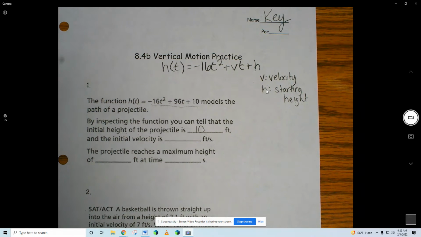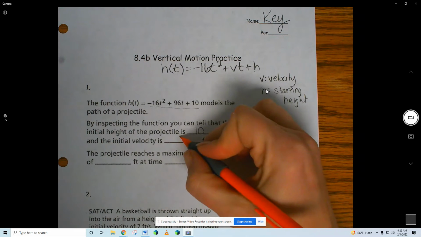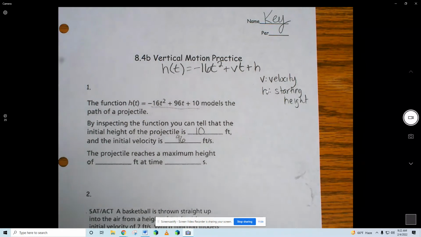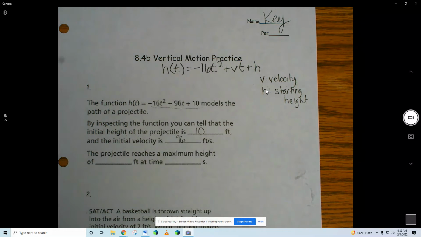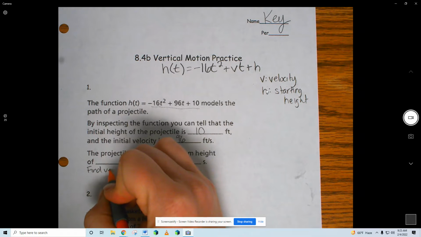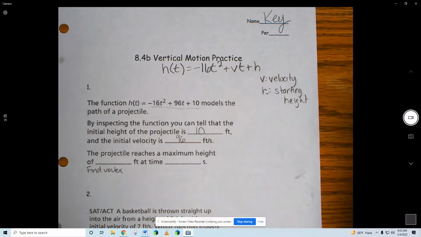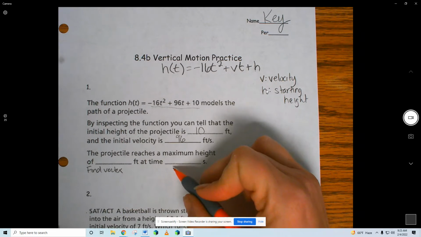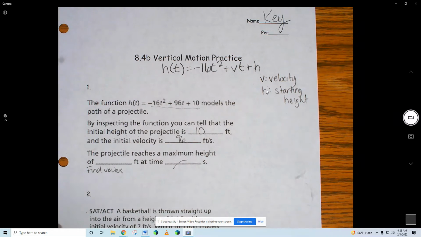All right, then, the initial velocity, the speed. What's the speed given this function? Yes, 96. The projectile reaches a maximum height of, this is where you need to find the vertex. I didn't tell you how to find the time, so I'm not going to worry about that.